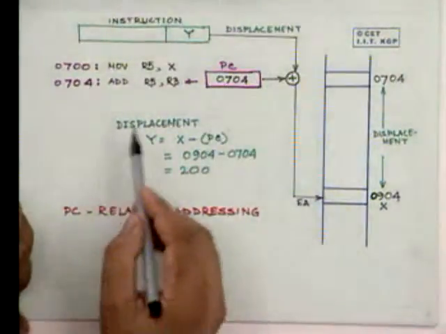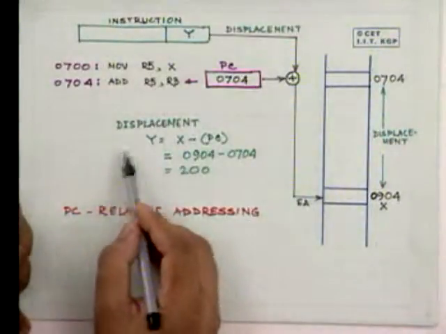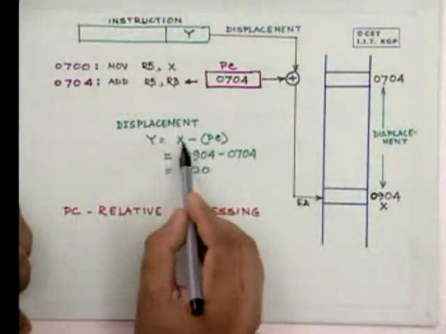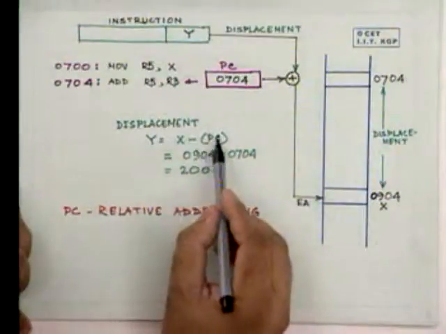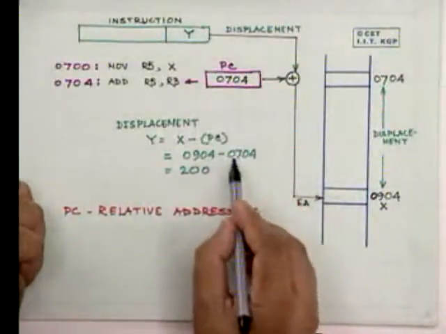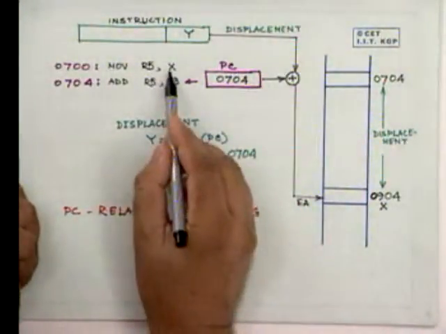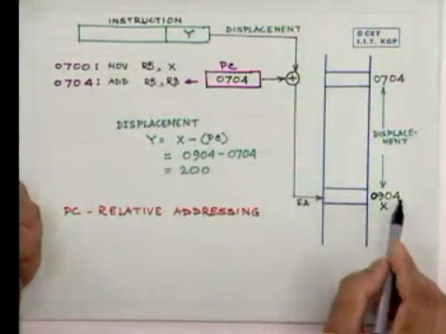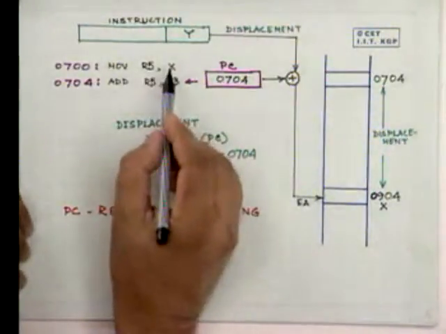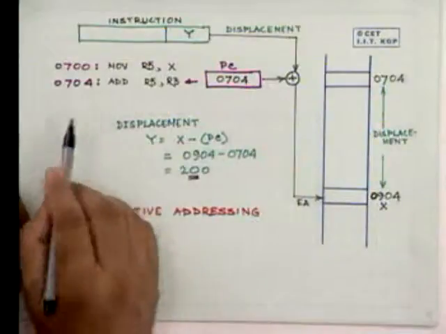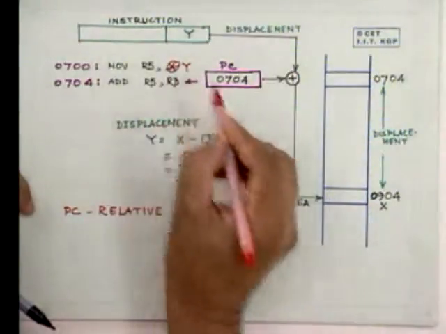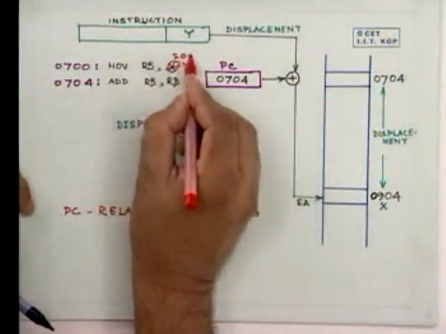Now, instead of keeping x in this instruction, what we can do is this: we take the absolute location of x and subtract the content of the program counter from x. Let's see, the content of the program counter is 0704, say the memory location for x is 0904, then the displacement we get is 200. Then instead of keeping the direct address here, we can keep the displacement y, which is 200 here.